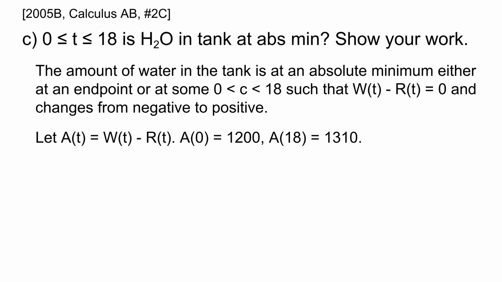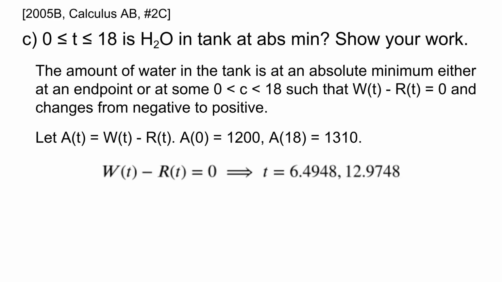So because the amount of water in the tank is actually given by the difference of W of t and R of t, it might not be a bad idea to define W of t minus R of t to be another function, like say A of t, for the amount of water in the tank. And what we already know is that A of 0 is 1,200, and we've already determined that A of 18 is 1,310.